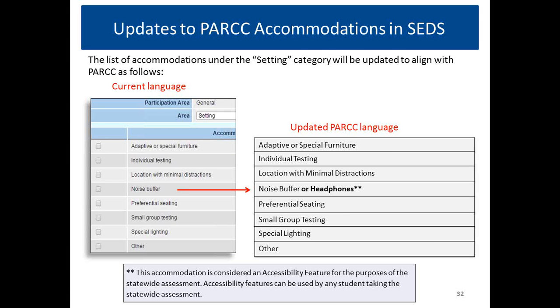Here is the setting category. So this is the third category of accommodations. This one really isn't going to change very much at all. The only change here, as you can see next to the red arrow, is that they're adding the word headphones to the noise buffer. And the note at the bottom that you will see in SEDS is going to say, hey, just a reminder, this is actually not an accommodation, it's an accessibility feature.